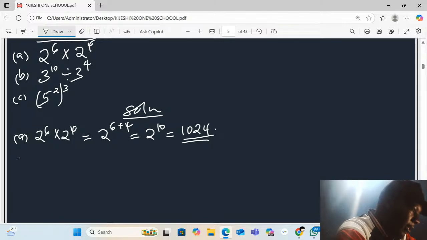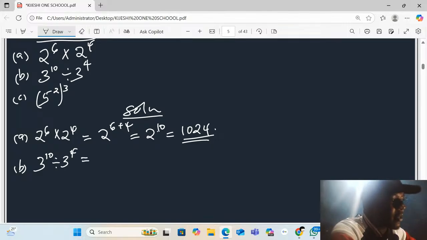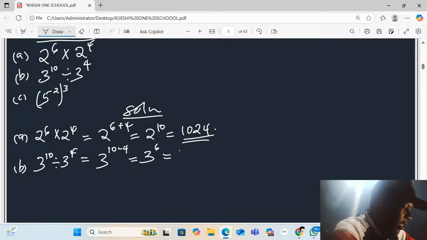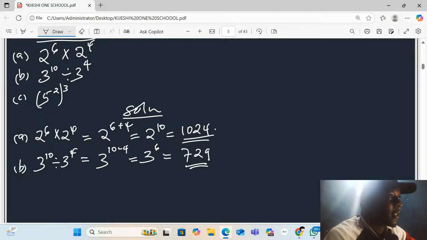Then B, we have 3 raised to 10. Then we divide by 3 raised to 4. We have the same base, which is 3. So our answer will be 3. You raise it to 10. Now that we are dividing, we subtract minus 4. So we get 3 raised to 6. 10 minus 4, you get 6. Therefore, 3 power 6, you get 729. So that one becomes your answer.